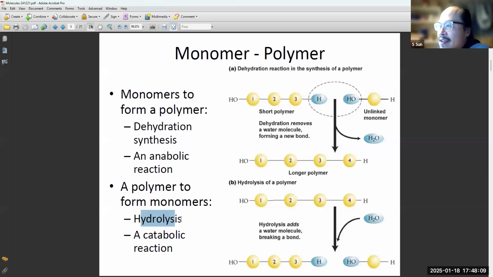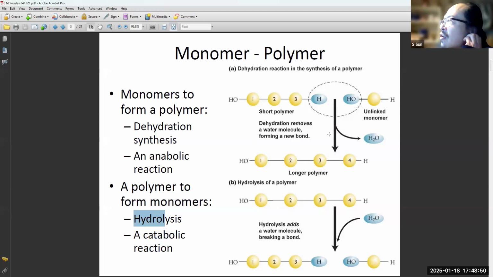So hydrolysis, using water to break it apart. And of course, this requires enzymes. All of these processes require enzymes. If we put them together, we produce water. So when your body puts things together with this process, it also generates water. Water is produced, which is a good thing. You don't usually drink water, but when our body does metabolism, it can produce some water.